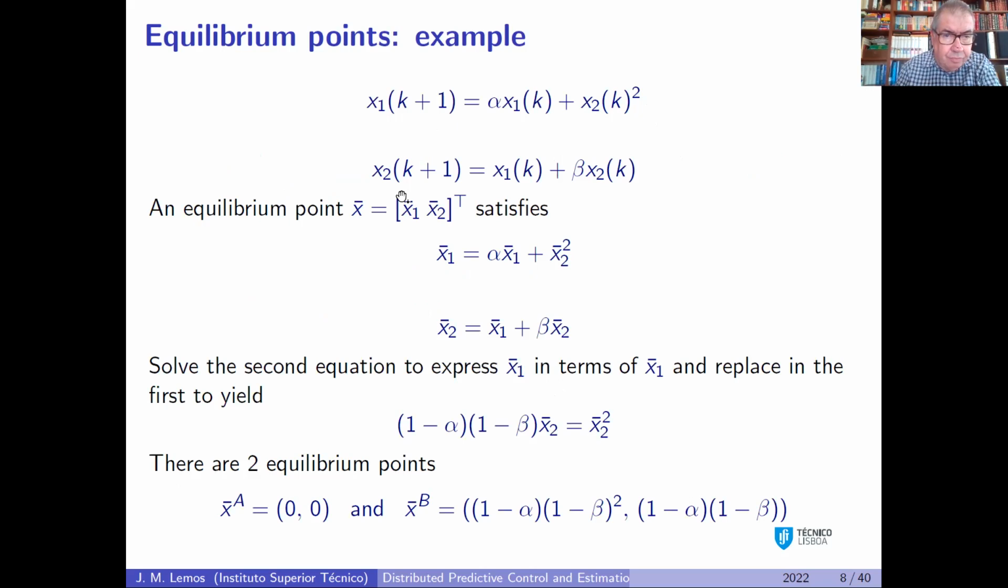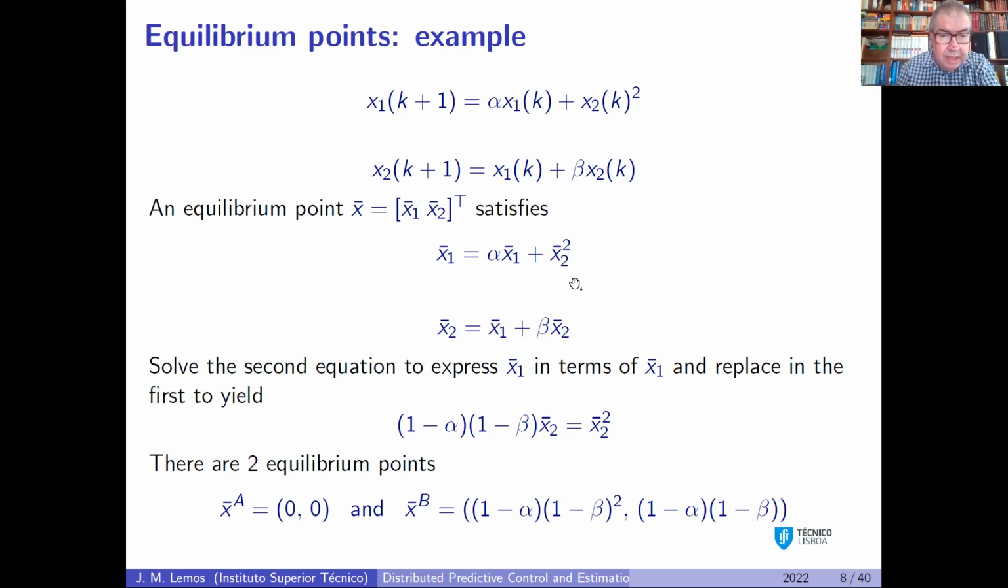And alpha and beta are parameters. Let's assume that alpha and beta are parameters that are different from 1. Now, to obtain the equilibrium points, you just assume that all the x's are a constant version x bar. So you replace x1 of k plus 1 by x1 bar, x1 of k by x1 bar, and so on. Okay? So you end up with a system of nonlinear equations.